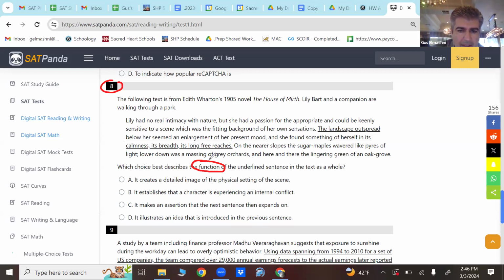So I kind of like C a lot. But it actually could be D too. Hold on. It illustrates an idea that was introduced. No, it's not so much an idea, it's giving us an example, actually. So I kind of like D because I don't think it's really an idea. But it's not an internal conflict at all, because it all sounds very pleasant. So I don't like B. And A, yeah, but it's not really what it's doing. It's really trying to give an example of how she's feeling, and it is expanding on what was said earlier. So I'm going to go with C in that one.